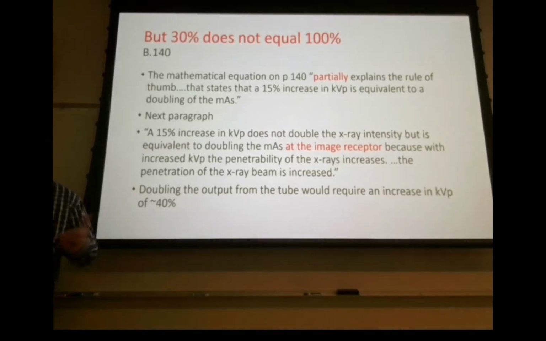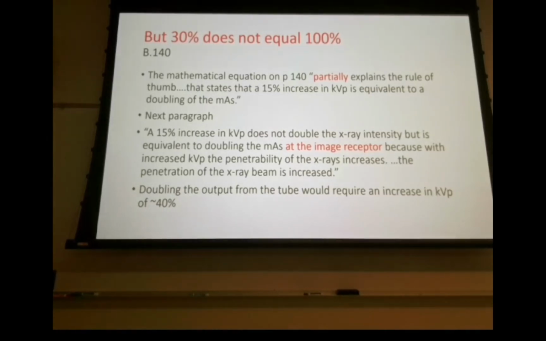Penetration. Here we go. So going on down, a 15% increase in kVp does not double the X-ray intensity. So you have to take those two things together. You can't just read one and then read the other because they're contradictory. Okay, so a 15% increase in kVp does not double the X-ray intensity, but it's equivalent to doubling the mass at the image receptor. Why? Because of penetration, right.